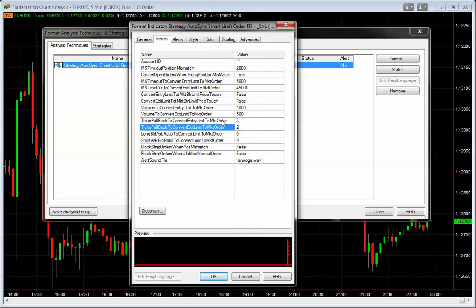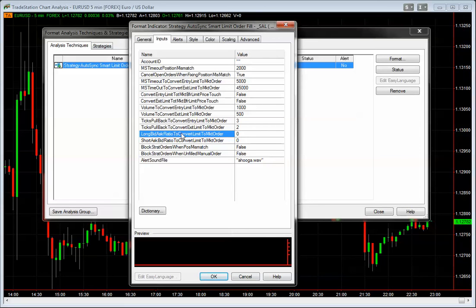Now note, when you have a limit order forced to become a market order to fill, you may not get the limit price or even close to the limit price. But what you are assuring is that the order fills. Next two inputs to look at are the long bid-ask ratio and the short ask-bid ratio to convert limit orders to market orders.